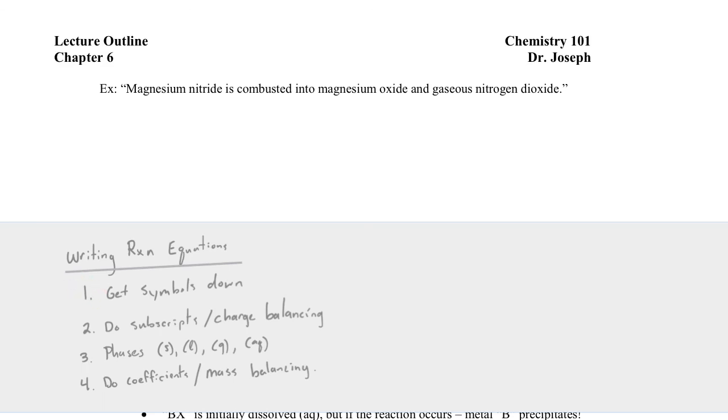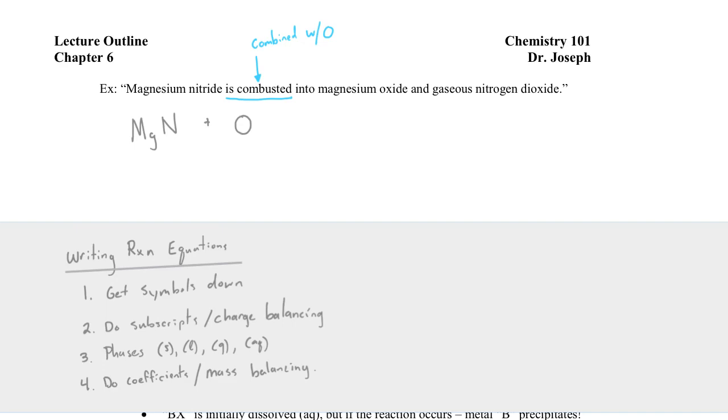First, we need to write down the symbols. So we see on the reactant side, we have magnesium nitride, so the elements magnesium and nitrogen as a compound. Then we see magnesium nitride is being combusted, so we should have a combination reaction here with oxygen as the second reactant. Next, we see that the products of this reaction are magnesium oxide and gaseous nitrogen dioxide.